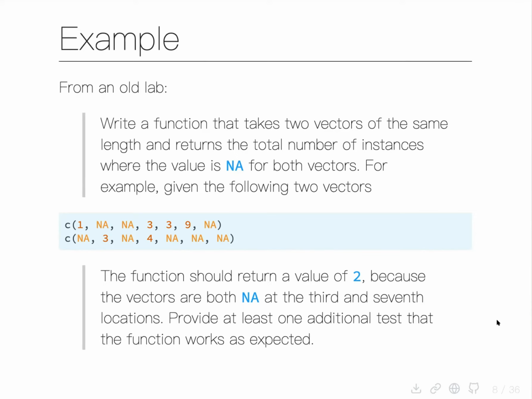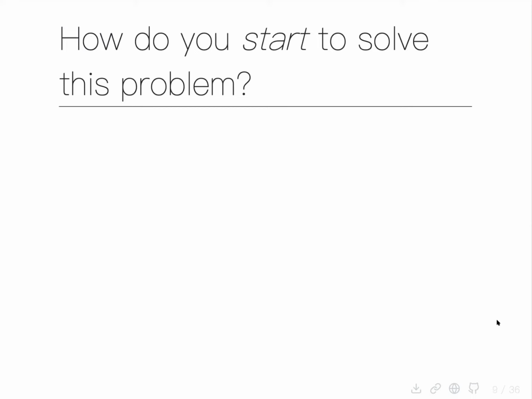And in this case, we're taking one additional step where we're saying sum that now. Tell me how many times we have NA for both of these vectors. Okay? How would we actually start to write a function to solve this problem? Any ideas?